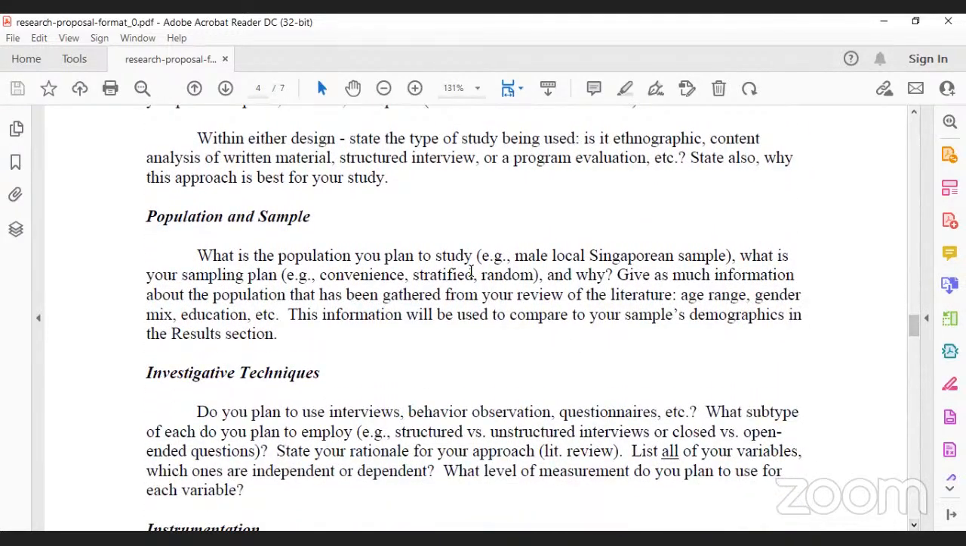Now you should be able to mention the population and sample. What is the population you plan to study? Is it male, local, Singaporean sample? Or what is your sampling plan? It is convenience, it is stratified, it is random, and why? And give as much information about the population that has been gathered from your review of literature, age range, gender mix, education. This information would be helpful in comparing to your sample's demographic in the result section.